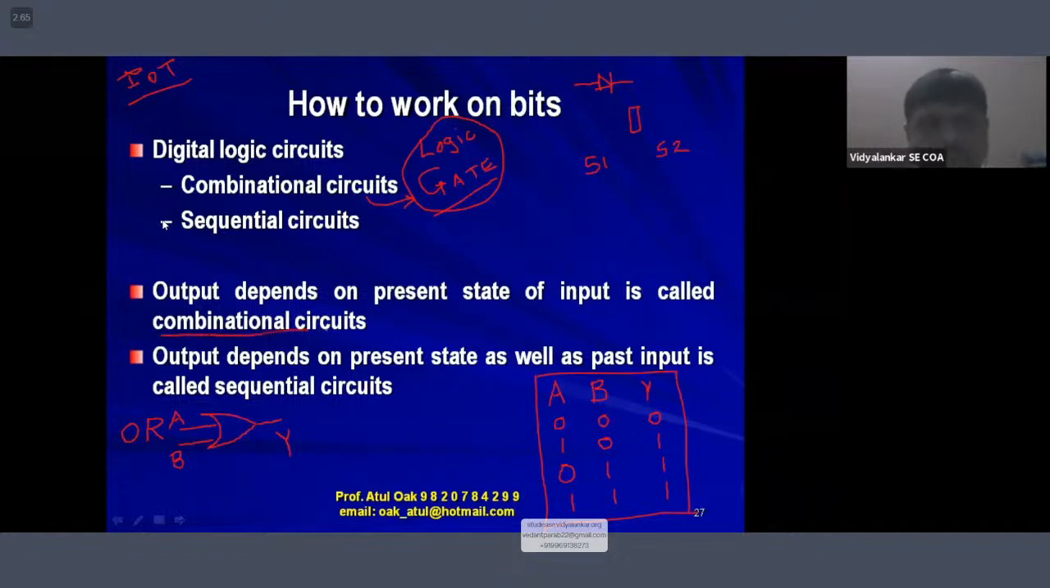That means my output depends on only present input. Such a circuit is called a combinational circuit. Observe it carefully. Output depends on present input. There is no memory. This circuit has no memory. Because what is the meaning of past input? Past input means previous, meaning history, meaning memory. So sequential circuits have memory and combinational circuits do not have memory. This is a big difference.